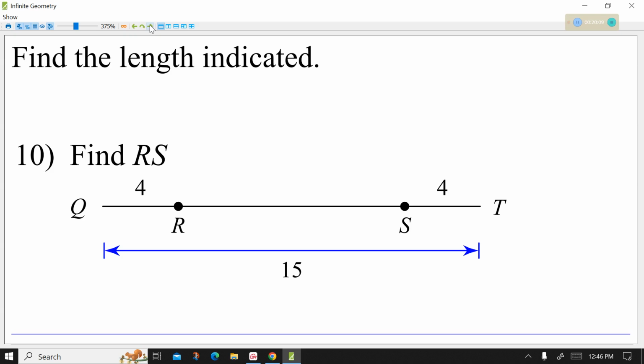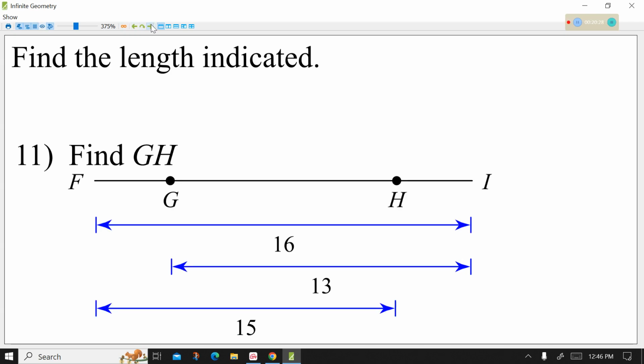So try number 10 on your own. Please pause the video right now and try this one. All right, let's see if you got the right answer. The answer is 7 for RS. So this region in the middle will be 7, and you can see 4 plus 7 plus 4 makes 15 like we need.